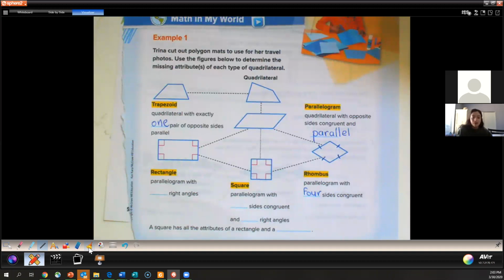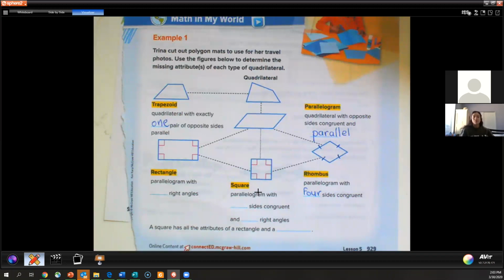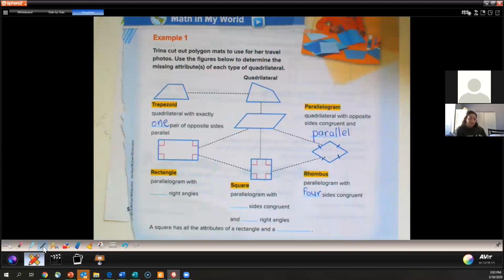All right, so let's go ahead and look at our square next. Our square is defined as a parallelogram with blank sides congruent, and blank right angles. So let's go ahead and take a look at our 4 sides. Mr. Yates, do you mind highlighting all 4 sides for me? Sure. Thank you.